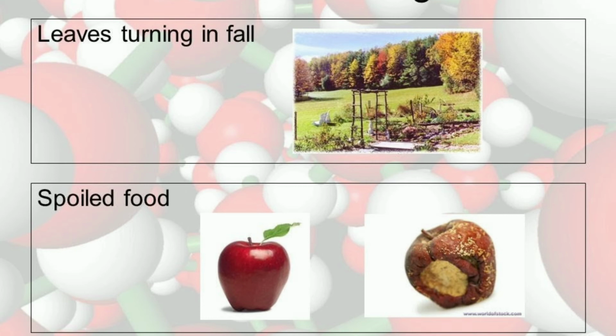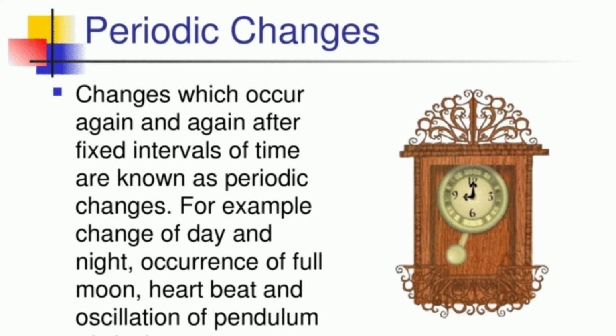Then coming to periodic changes. The changes which occur again and again after fixed intervals of time are known as periodic changes. That means they have to repeat. Simply we can say the changes which repeat. Once it happens, the next time again it has to happen. So like this, if changes happen at regular times, then we can say those changes are periodic changes.